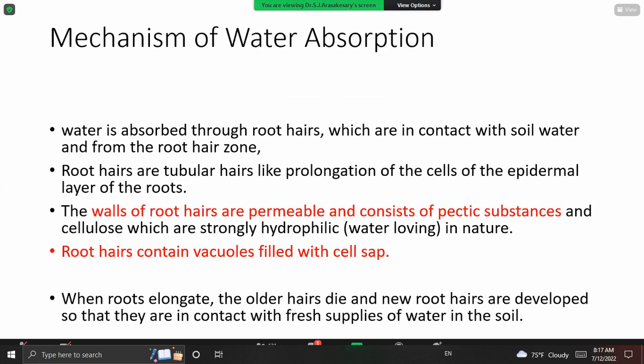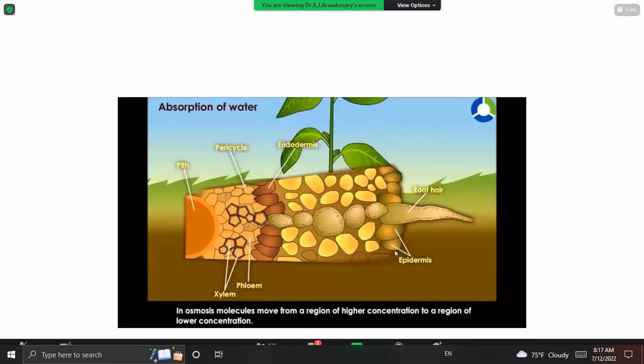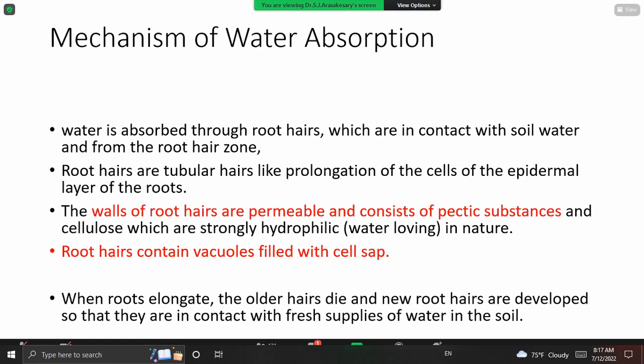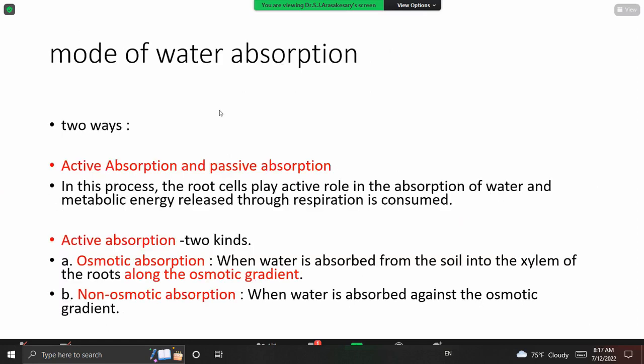Then these root hairs contain vacuoles filled with cell sap. Here the vacuoles are there. All these vacuoles are filled with cell sap. The liquid part in the cell we call cell sap. There are vacuoles in the cell, you would have studied. Then the water can go and get inside the vacuoles. Then how is the water absorbed?